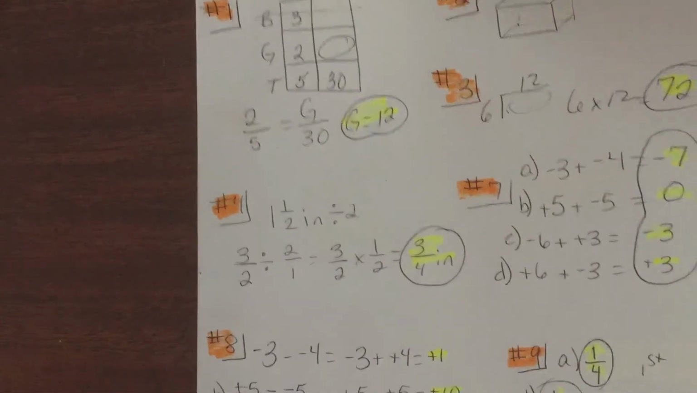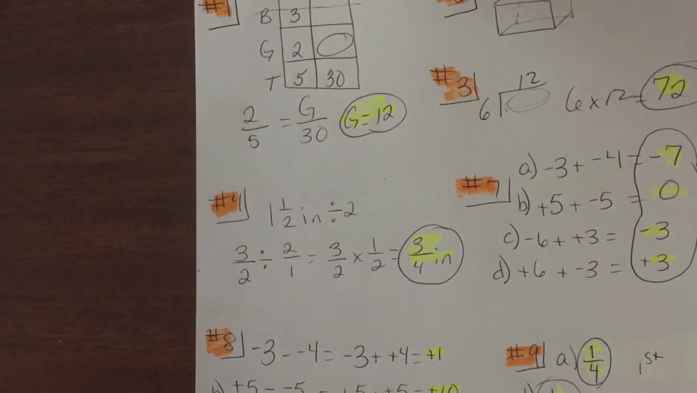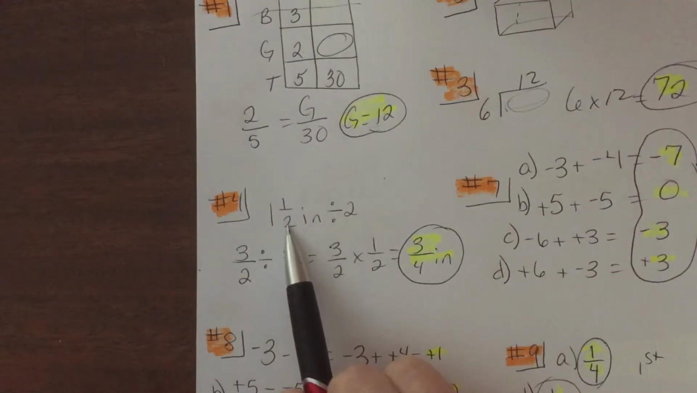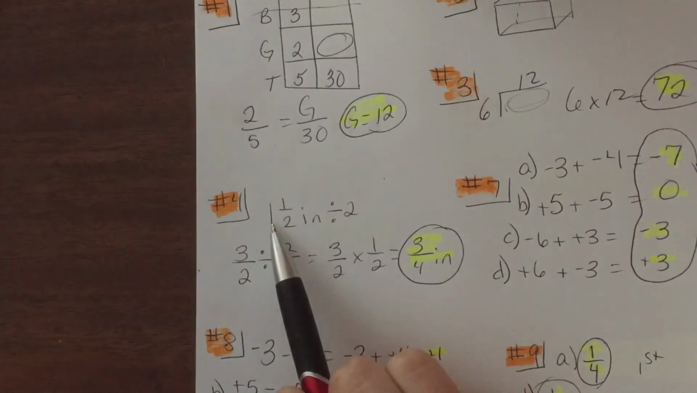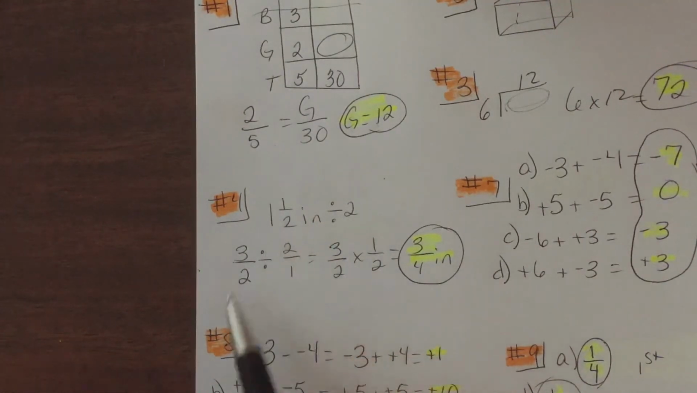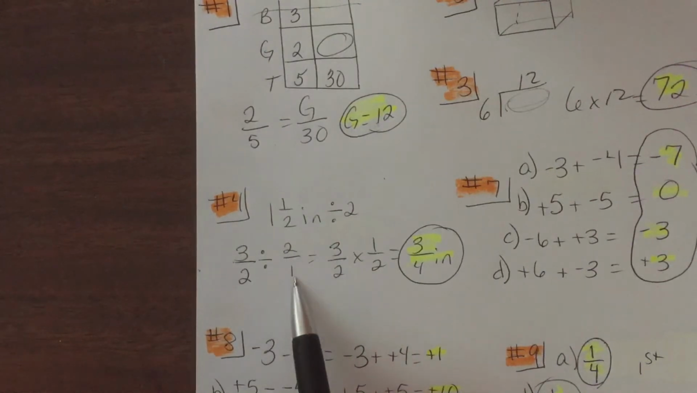Number 4. 1 1/2 inches is the diameter. The radius is half of that, so I have to take 1 1/2 inches and divide by 2. So I make them both into fractions. 1 1/2 becomes 3 halves. Divide by 2 over 1.